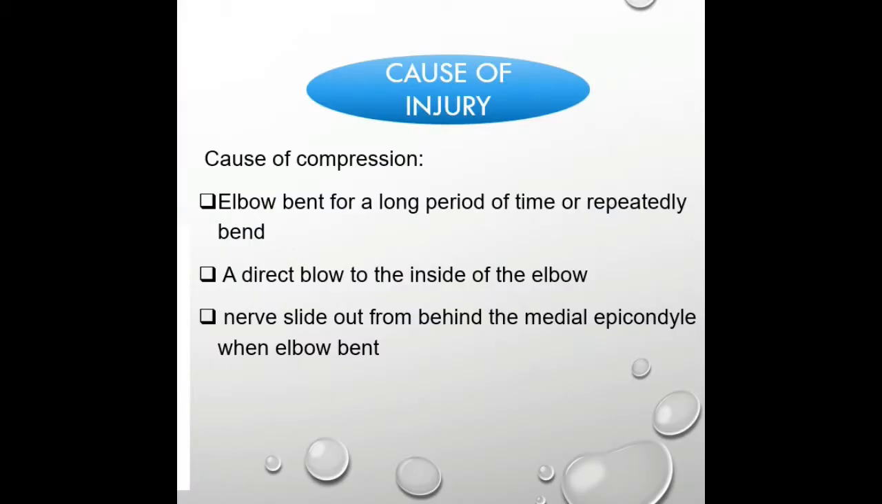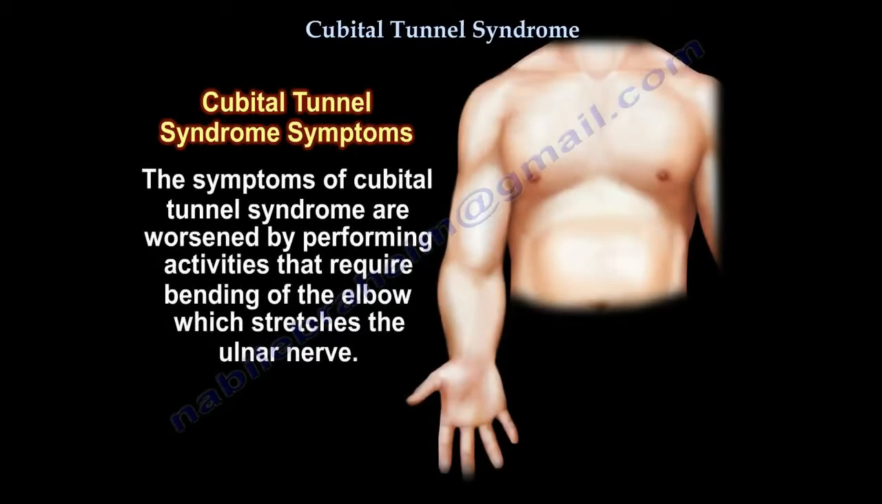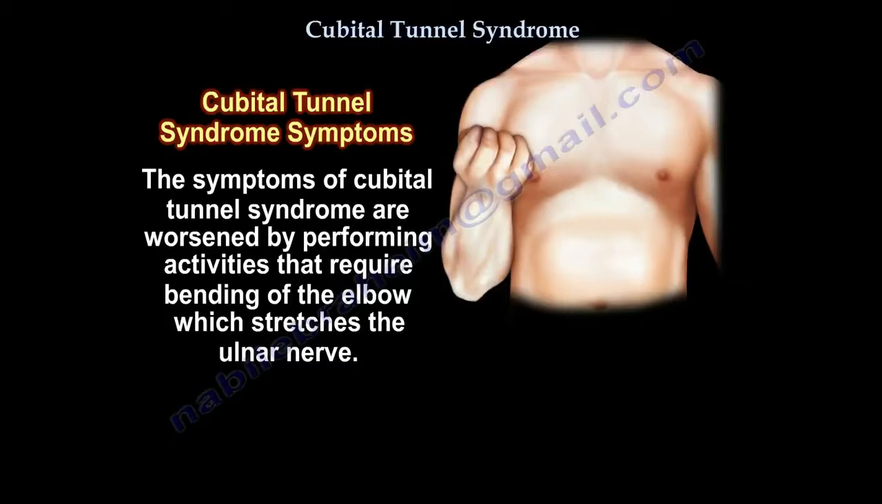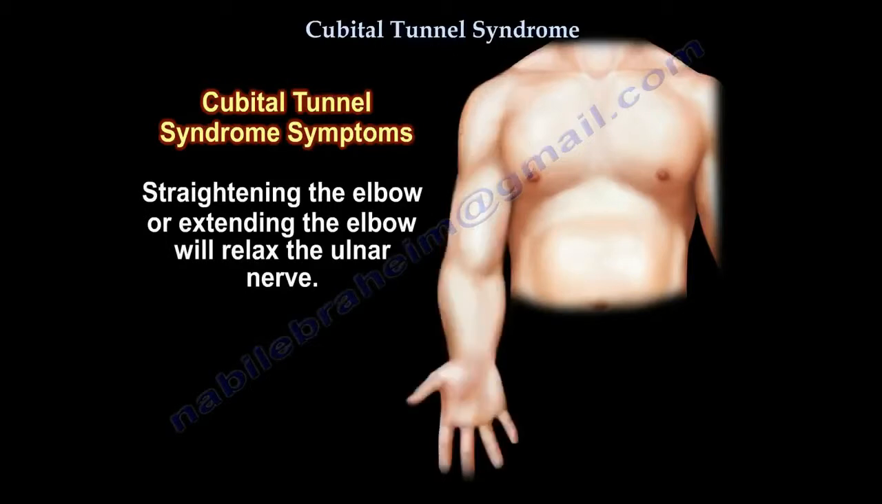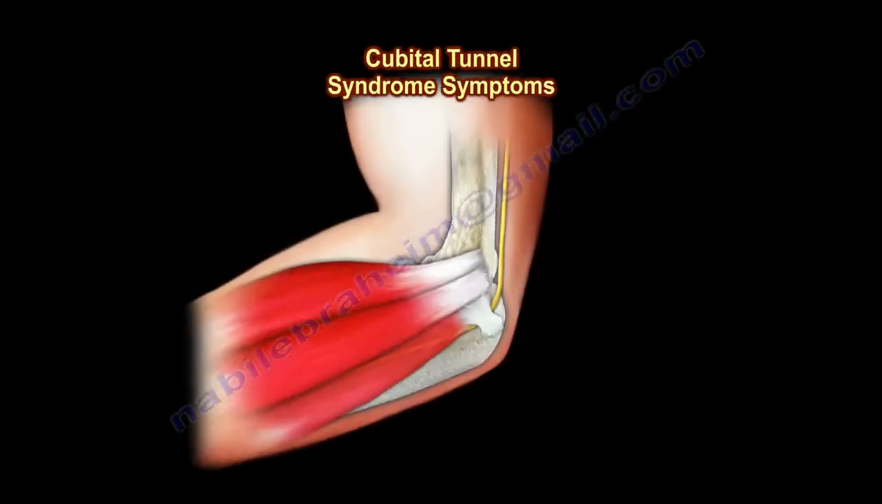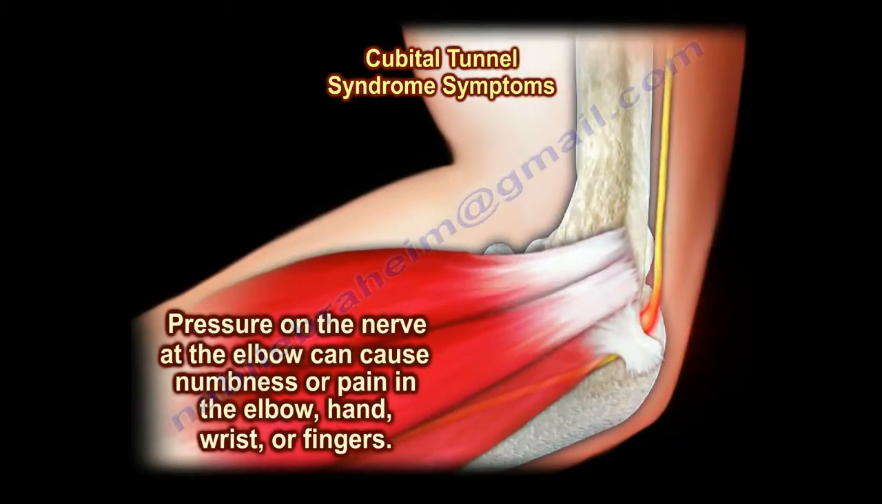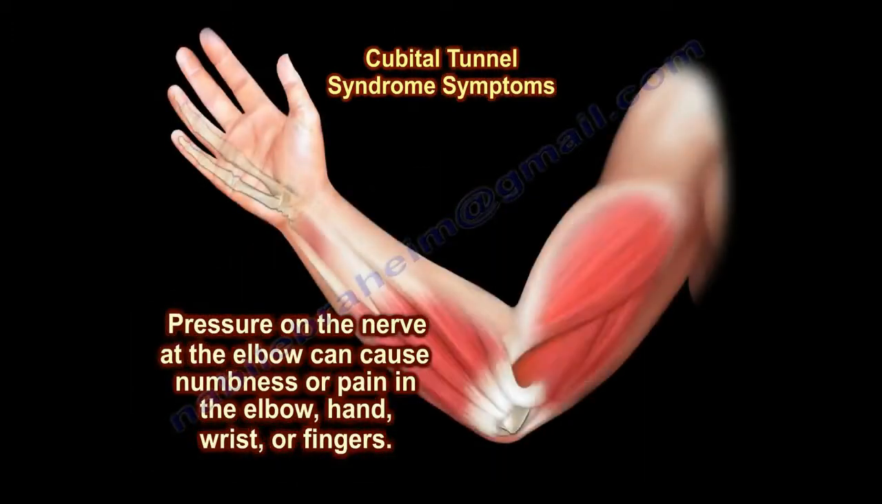Causes of injury include keeping the elbow bent for a long period of time, a direct blow to the inside of the elbow, and the nerve sliding out from behind the medial epicondyle when the elbow is bent. The symptoms of cubital tunnel syndrome are worsened by activities that require bending of the elbow, which stretches the ulnar nerve. Straightening or extending the elbow will relax the ulnar nerve. Pressure on the nerve at the elbow can cause numbness or pain in the elbow, hand, wrist, or fingers.